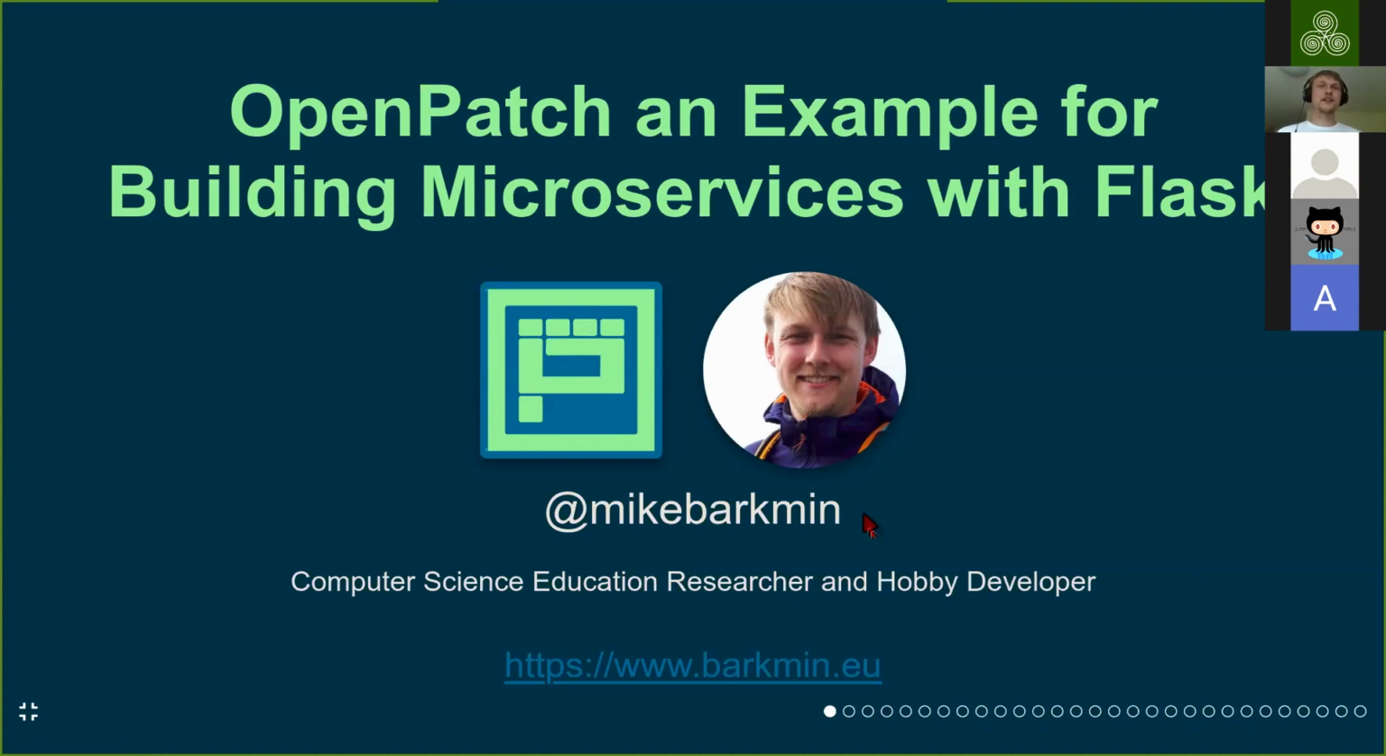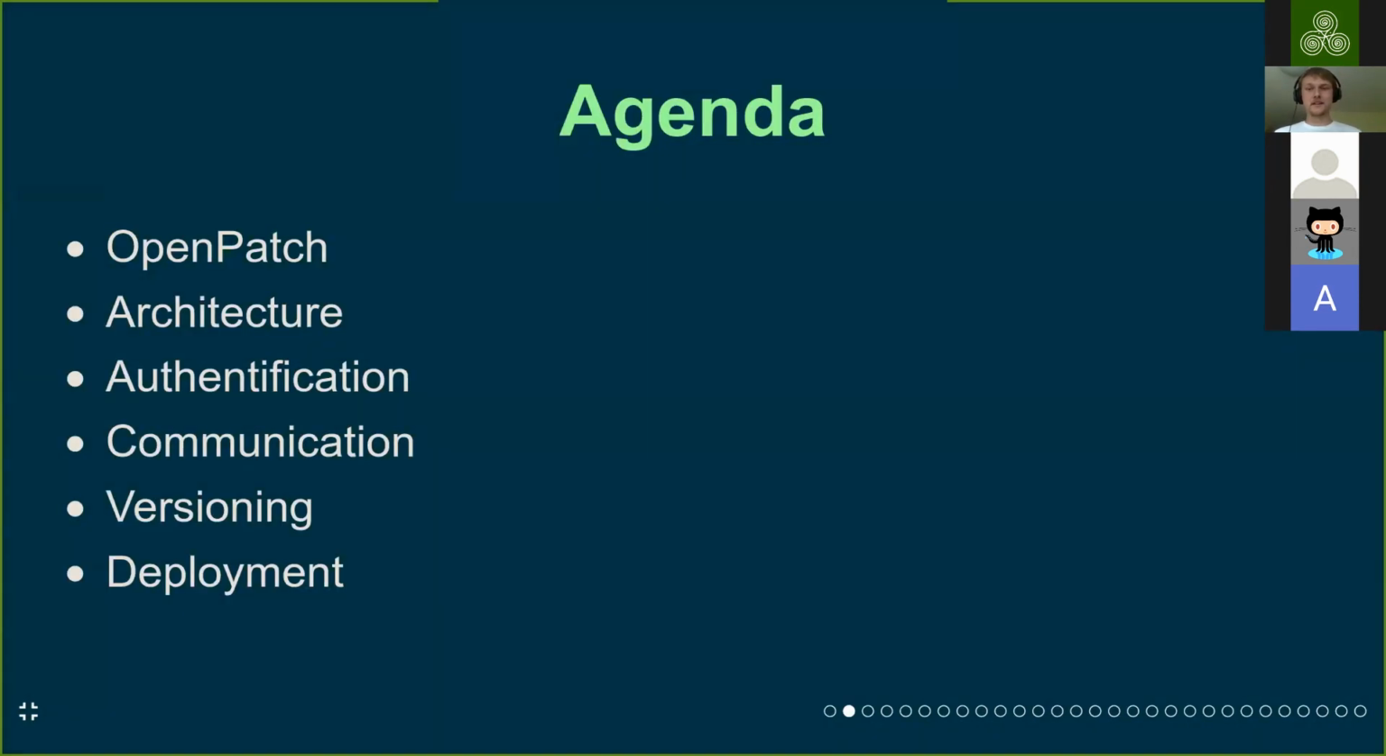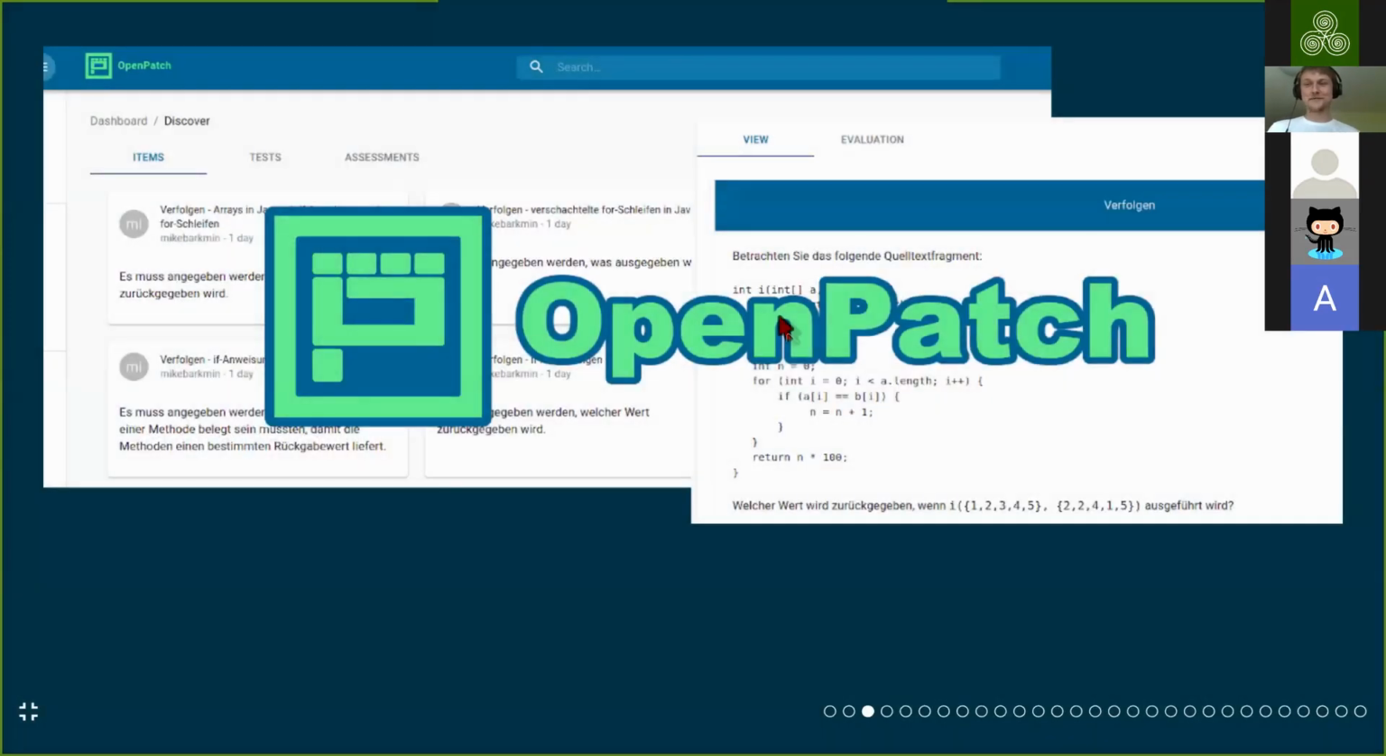Now I will talk a little bit about the agenda. I will introduce what OpenPatch is, the platform which I have built. I will talk about the architecture of OpenPatch, and then I will focus on four core components which I have abstracted out of OpenPatch. This might help you in building microservices with Flask. I will talk about authentication, communication, versioning, and deployment. Hopefully everything in 20 minutes. So let's start with OpenPatch.